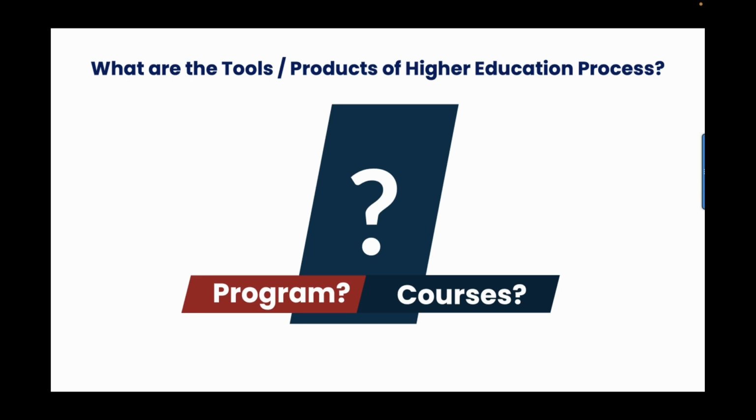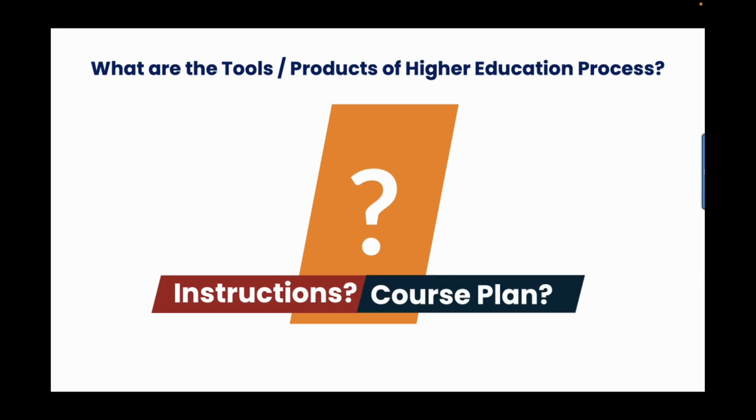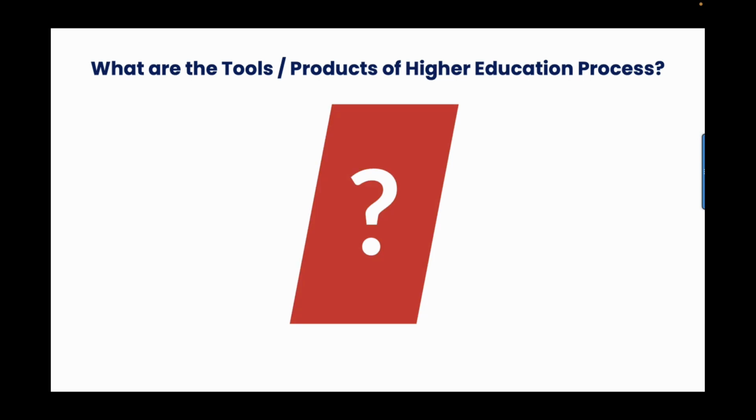So courses itself could be a product because you write a book, you design a course out of it, and that is why it can be called a product. Instructions. So this is my instruction design to convey my ideas to you. And so this is my product. This is the way I have designed my instructions. Course plan could be a product.